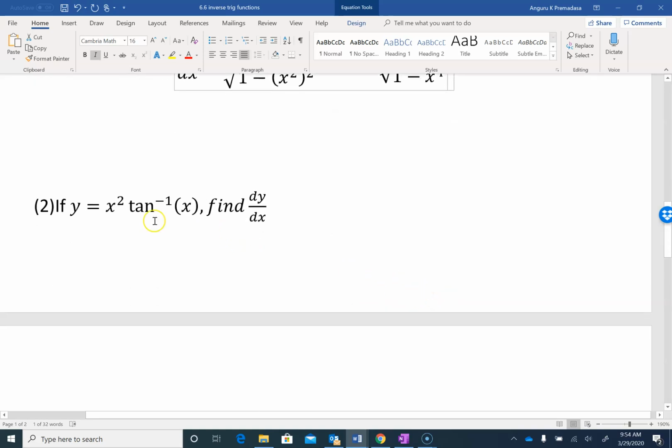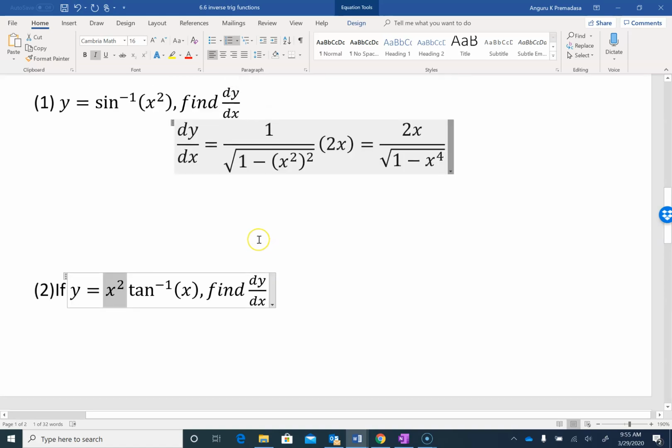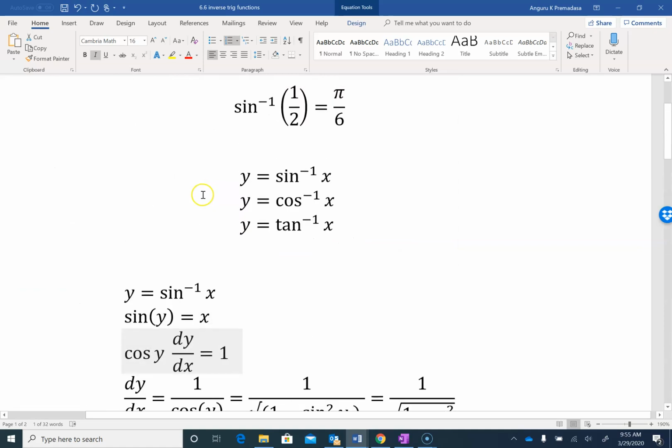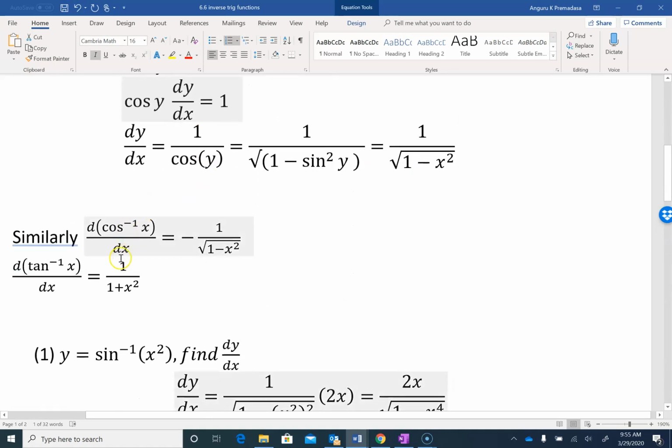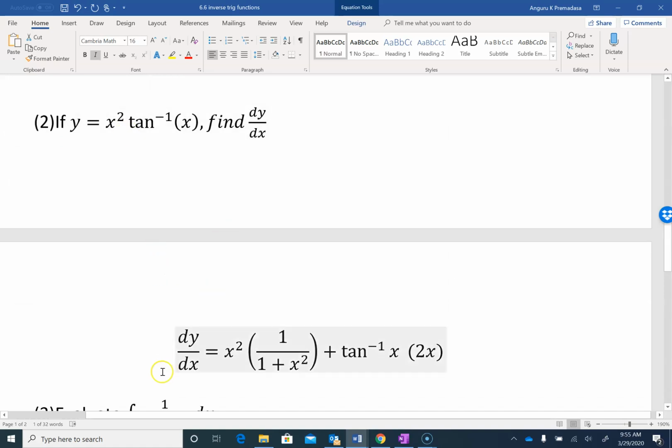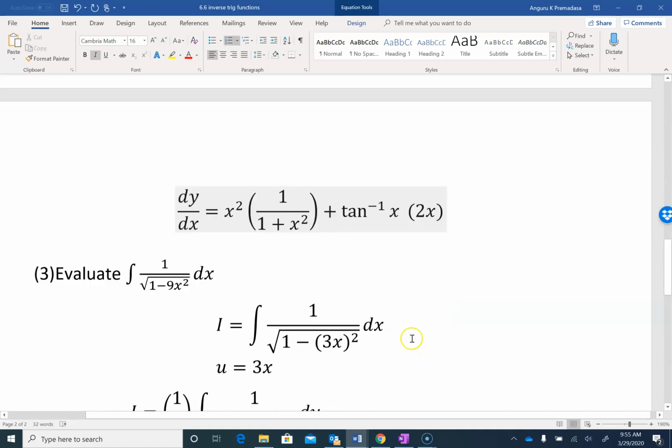How about this one? Now you have two pieces here, so you need to do the product rule. The first one, x squared, times the derivative of tangent inverse x, which you know is equal to 1 over 1 plus x squared. So we have x squared times that, plus the second one, tangent inverse x, times the derivative of x squared, which is 2x. So that's the answer for that.